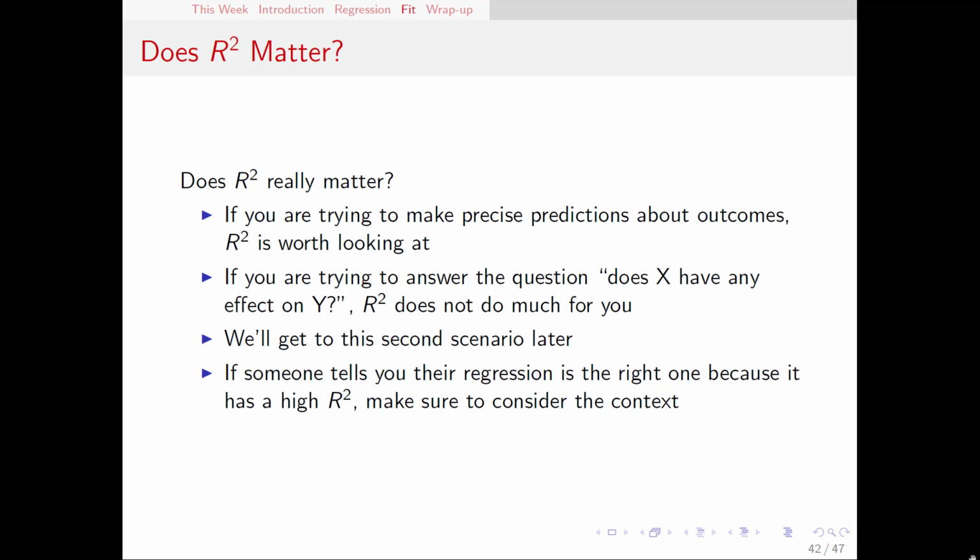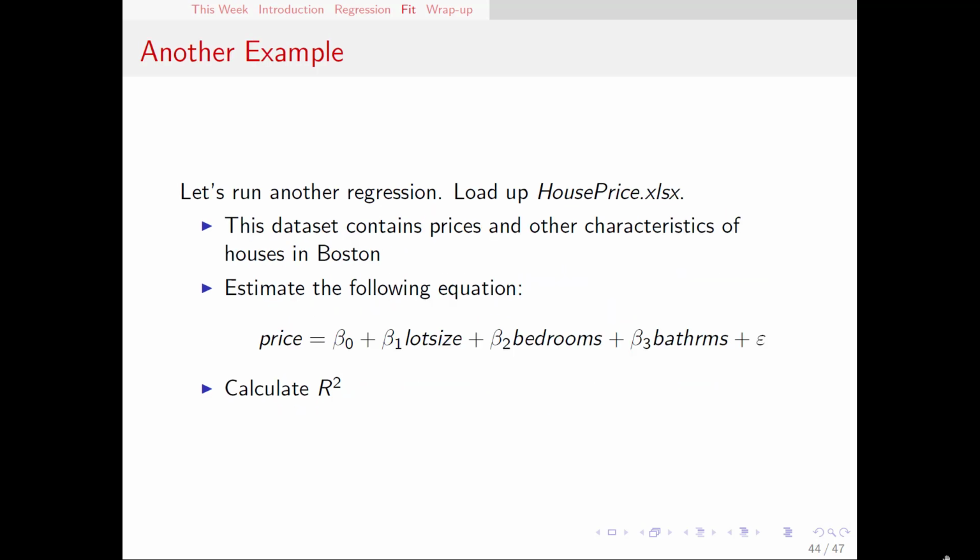If what they're trying to do is make precise predictions about actual values of y, then that argument has some merit. To think a little bit deeper about r-squared, we're going to run another regression. We're going to load up a new dataset called house price. In this dataset, we've got prices and some characteristics of houses that were up for sale in Boston, Massachusetts. We're going to use multiple regression to estimate the following equation.